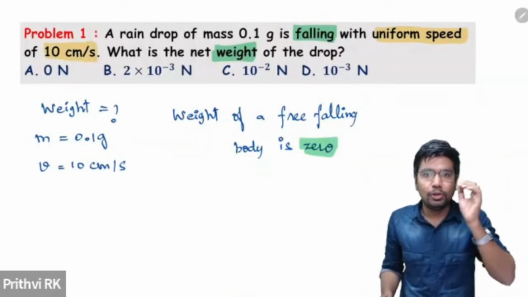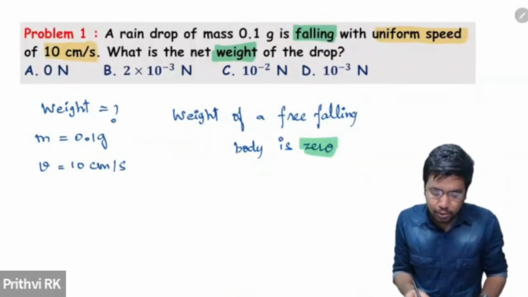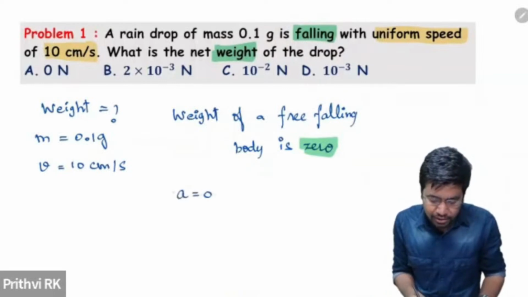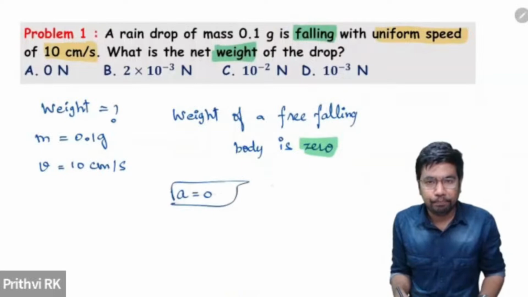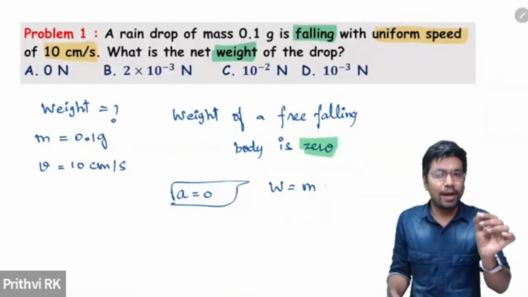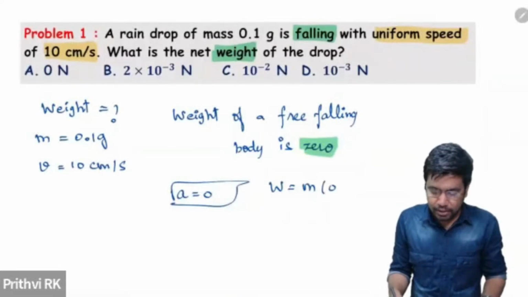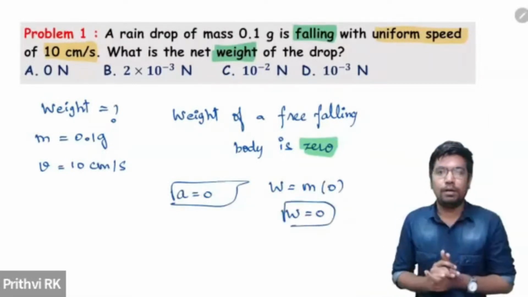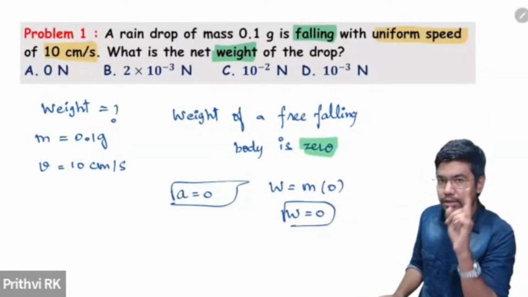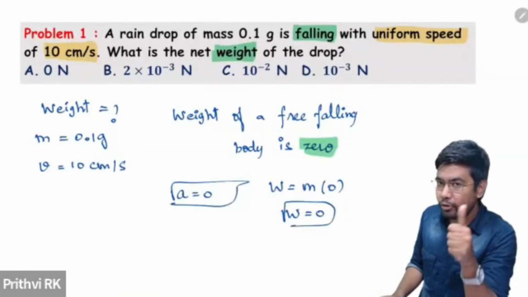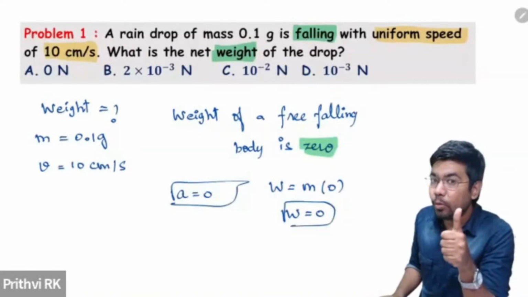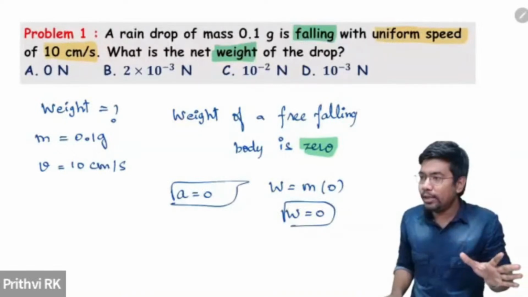It has a uniform speed. And if it has a uniform speed, then acceleration is equal to zero. If you are going to put weight, which is mass into acceleration, and for acceleration you will substitute g, but here the value is zero. So the weight is also zero. So the most important clue here is falling and weight. For a free falling body, the weight is zero. Have you all got the point?